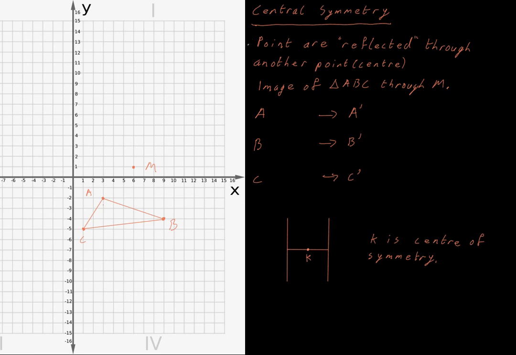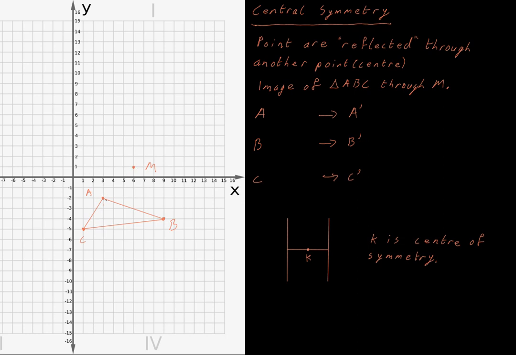Hello. Now we are going to look at central symmetry. So a center is a kind of point, and the idea of central symmetry is that we reflect all of the vertices, all of the corners of a shape through a single point. So we're going to take A and we're going to reflect it through this point M.